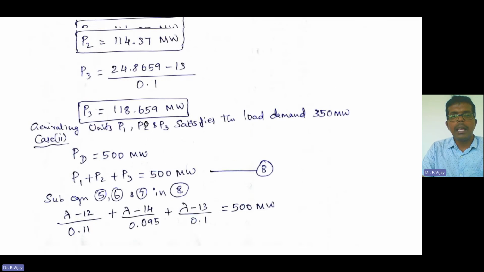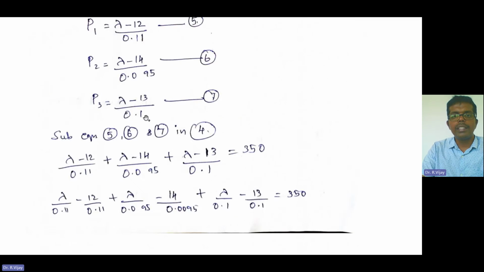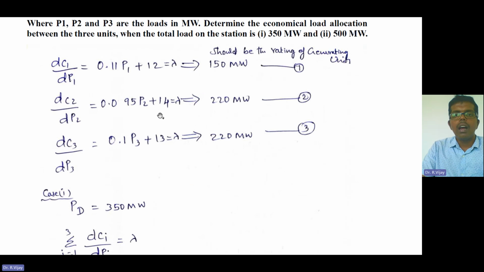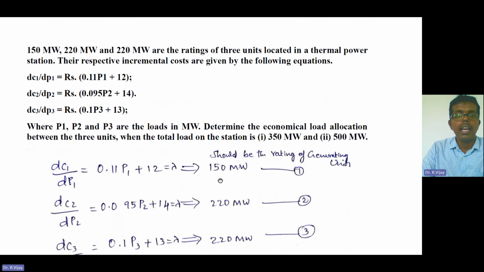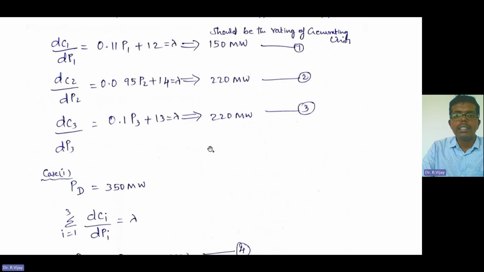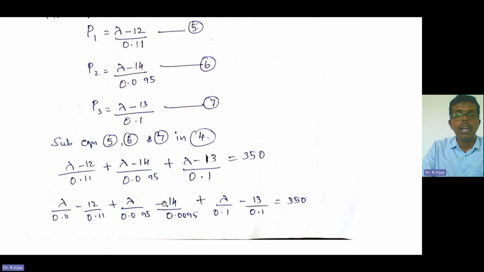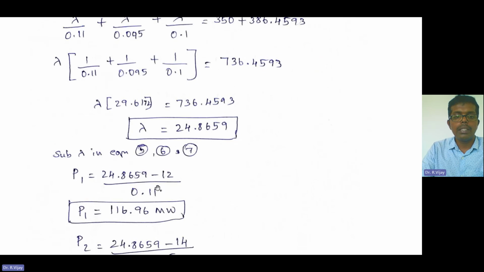Because here they mentioned the rating of the generating units: P1 should be within 150 megawatt, P2 should be within 220 megawatt, and P3 should be within 220 megawatt. So after finding out the answer, you need to check whether it is within these generating limits. That is the rating of the generating unit. So for the first case also you need to check.